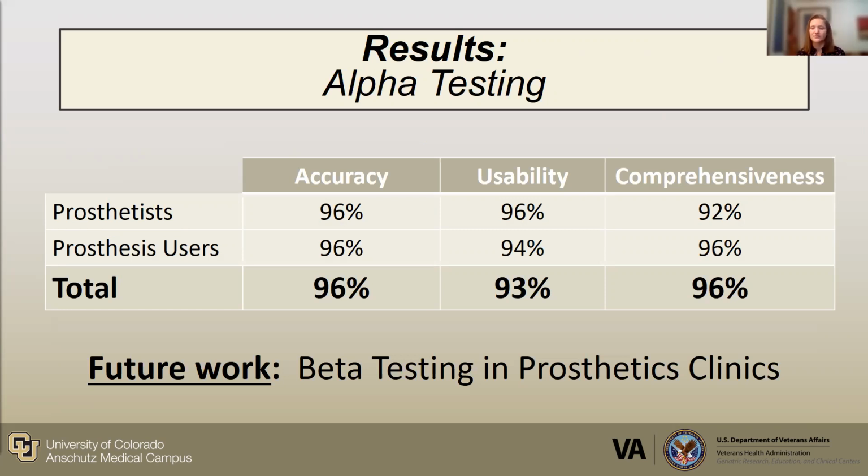By the final round of revisions to the prototype, the average scores across both groups were 96% for acceptability, 93% for usability, and 96% for comprehensiveness. Finally, in our future work, we anticipate rolling this decision support resource out to test for the same things in the clinic setting with real patients and working prosthetists.